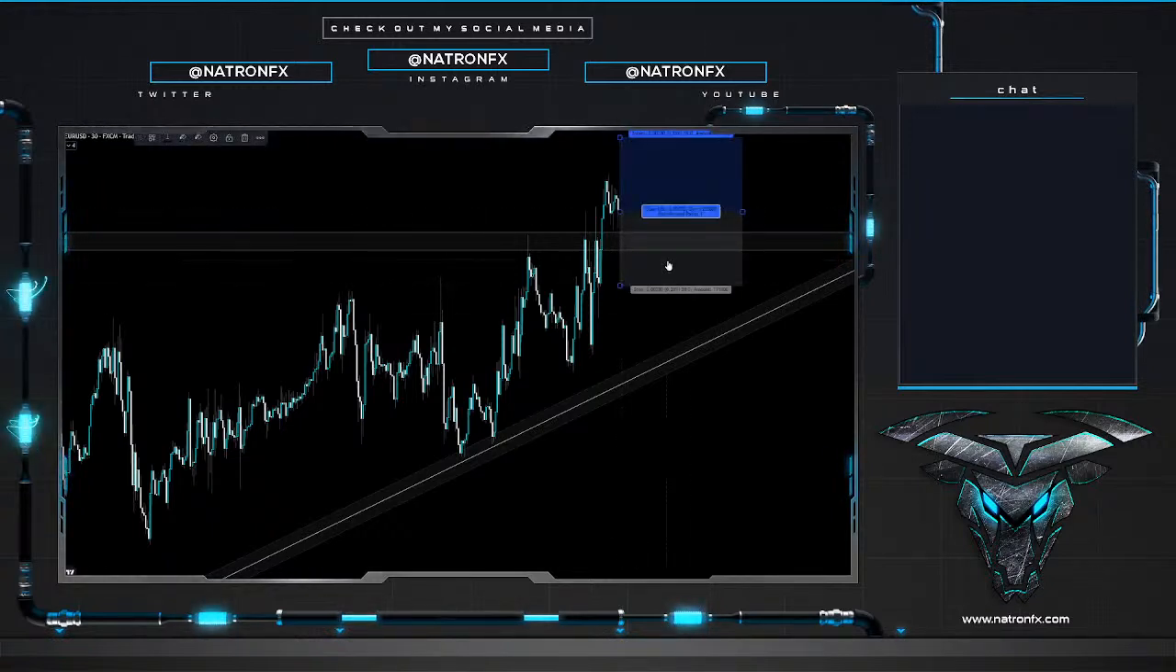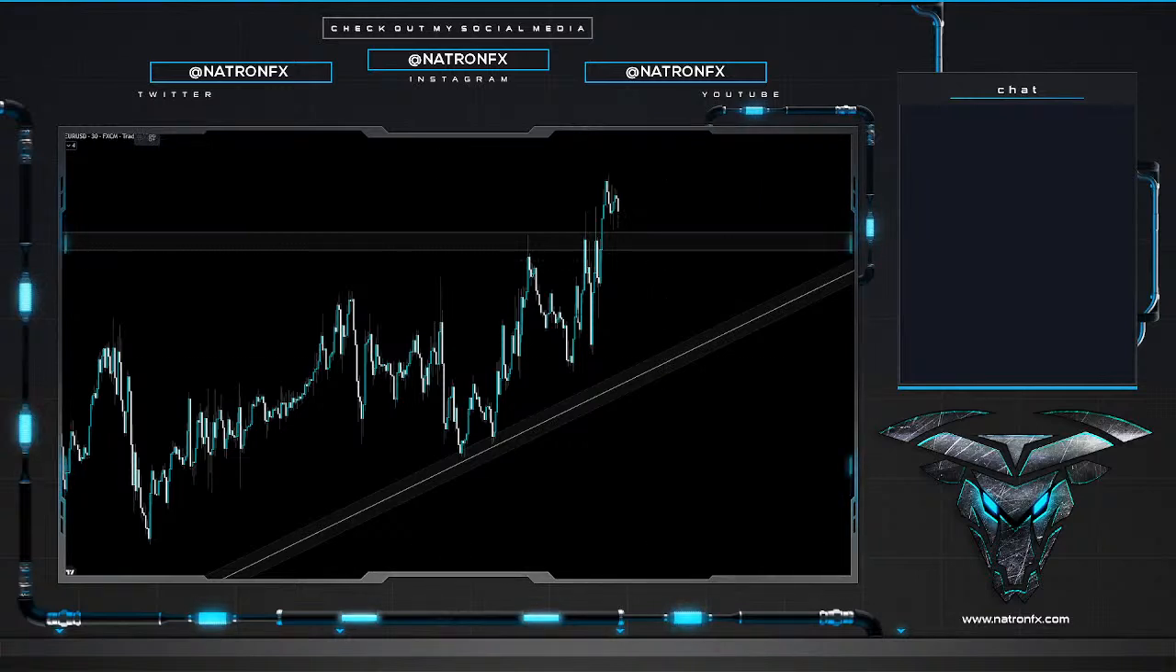It just feels to me like it could go more, buy five or more, just retrace a little bit before it goes back up.